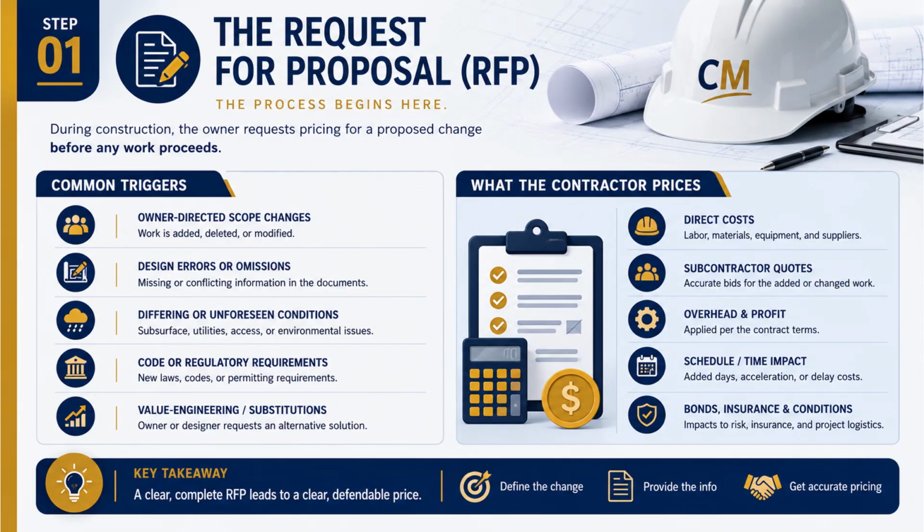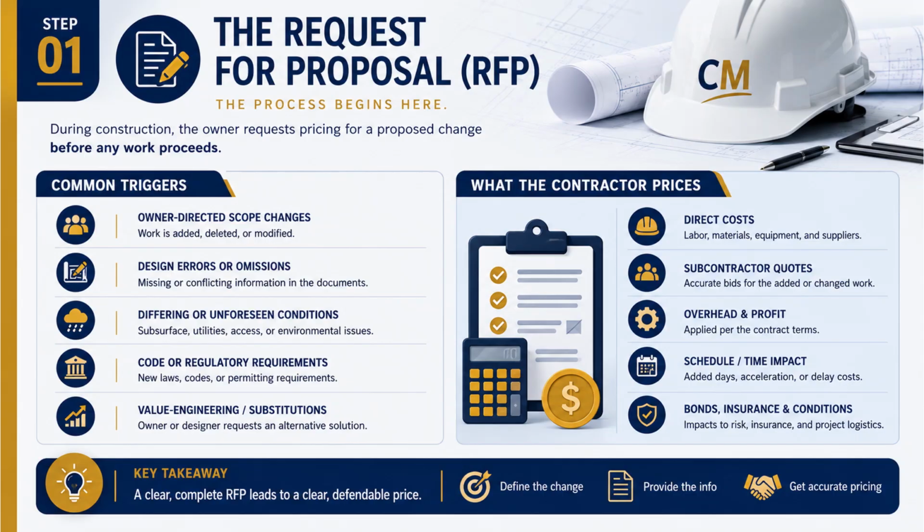What the contractor prices. When you get an RFP, what goes into your number? Direct costs: labor, materials, equipment, and suppliers. Subcontractor quotes: accurate bids for the added or changed work. Overhead and profit, applied per the contract terms. Schedule and time impact: added days, acceleration, or delay costs. And bonds, insurance, and conditions: impacts to risk, insurance, and project logistics. That's the same cost anatomy we built on the PCO slide last class.